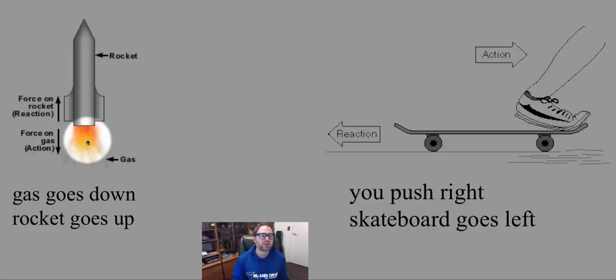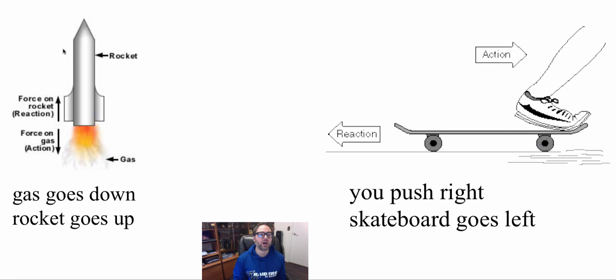So in this rocket here, we have fuel being burnt. What ends up happening though is when it's burnt, it needs some place to go as it expands and it forces its way out with great force. So here is my action, the fuel or the gas being burnt and expanding and forcing its way out, creating a force. My reaction is the rocket moving in the opposite direction, moving up.